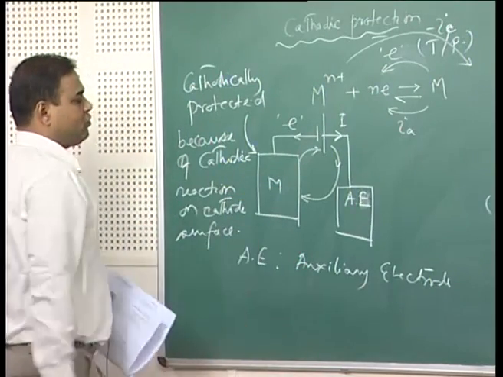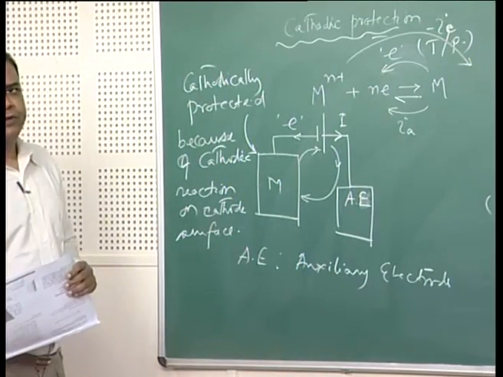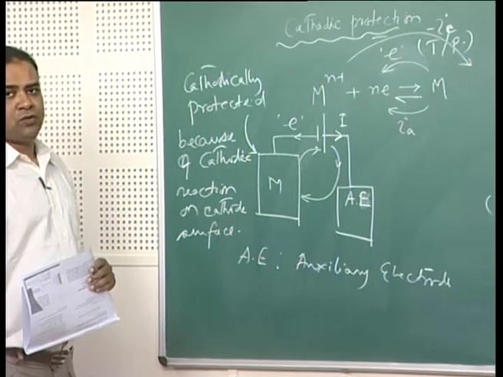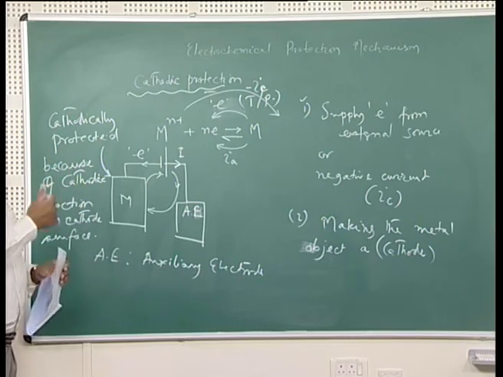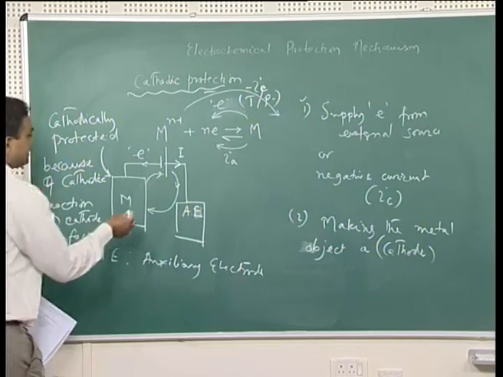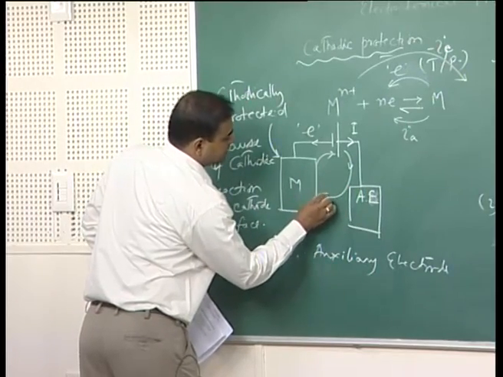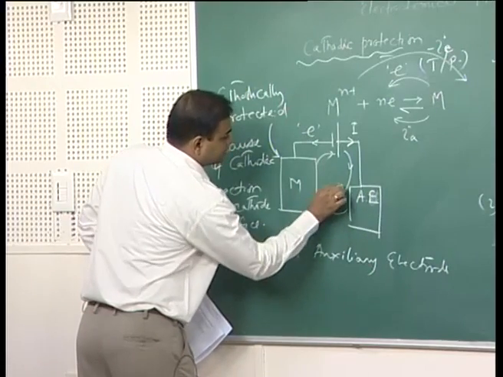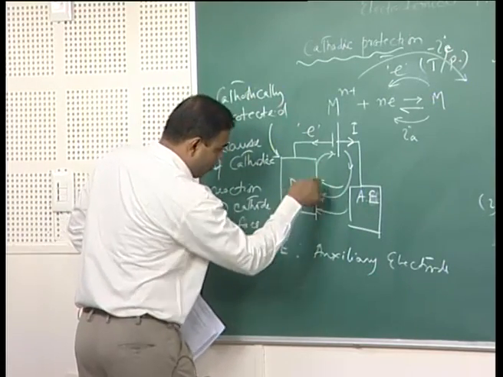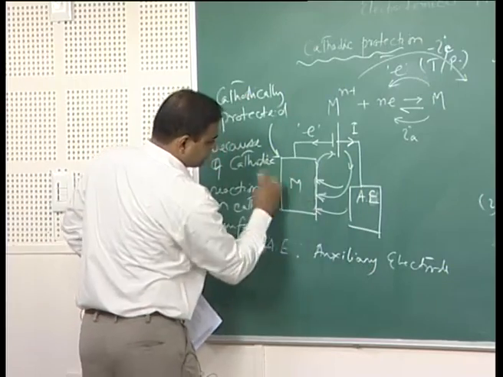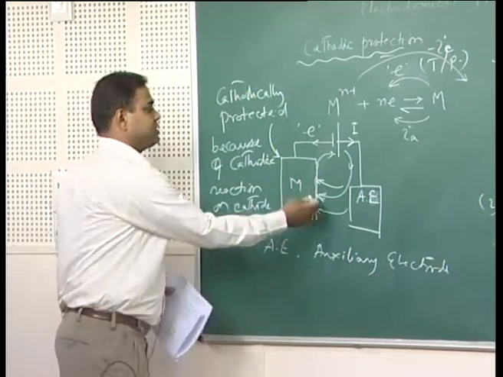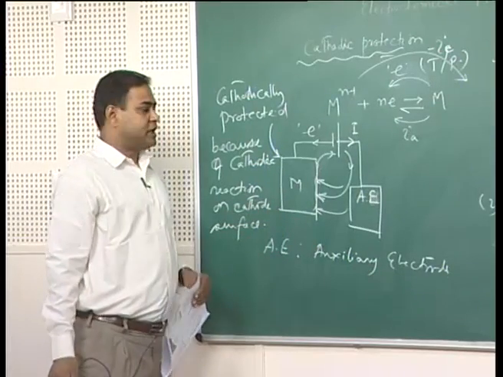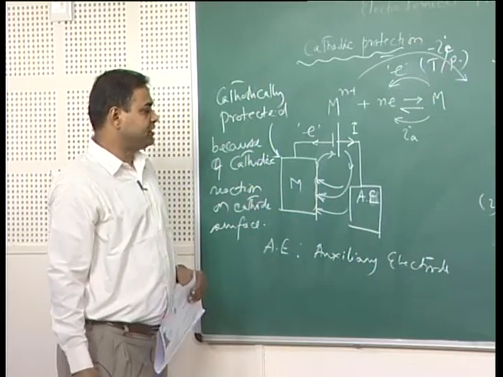Another way to understand which part of the metallic object is protected, we have to see where the current is entering into the metallic object. Here the current is entering into the metallic object at this position, this position, this position. All the outer surface is getting this current which is entering into the system. So, that external current we have to always see.